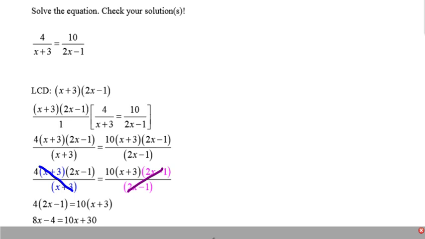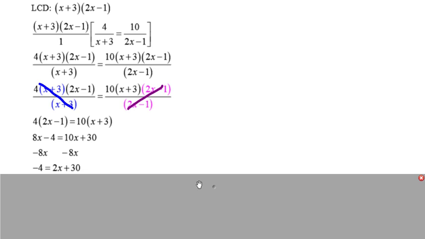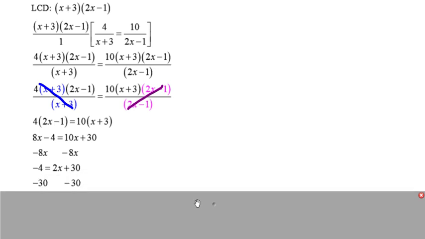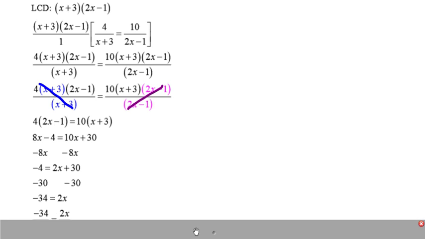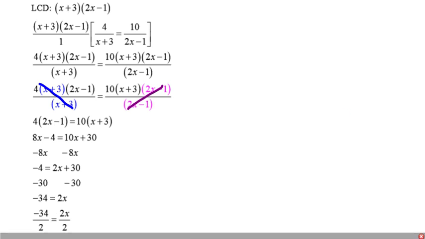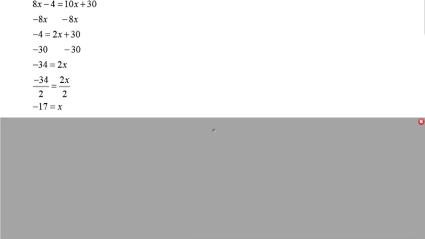Now we've got a linear equation that we can solve for x and keep undoing like we normally do. So I could subtract 8x from each side, subtract 30 from each side, and divide by 2. x should be negative 17.